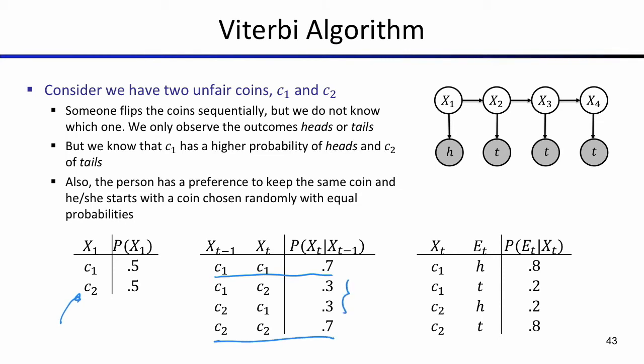So let's suppose that we start, the person decides whether I'm going to change the coin or not, and flips and shows the outcome to us. We don't know which coin it is. Again, the person decides whether to change the coin or not, makes the move, and flips the coin again, and we observe the outcomes and so on. And the outcomes are like this. If you have the coin C1, it has a higher probability of heads than tails. And if you have the coin C2, it has a higher probability of tails than heads. And let's see how we can compute the algorithm with this example.